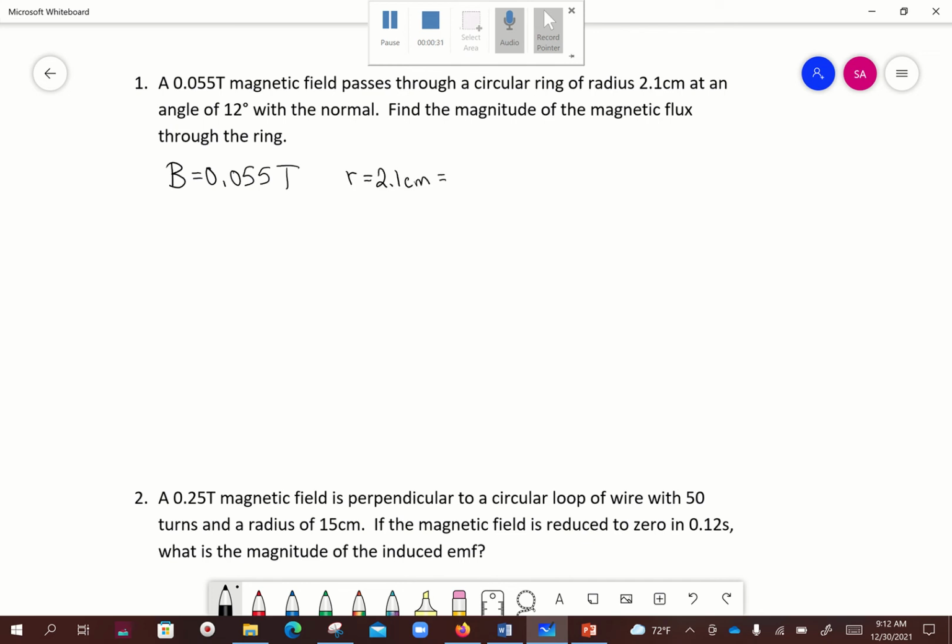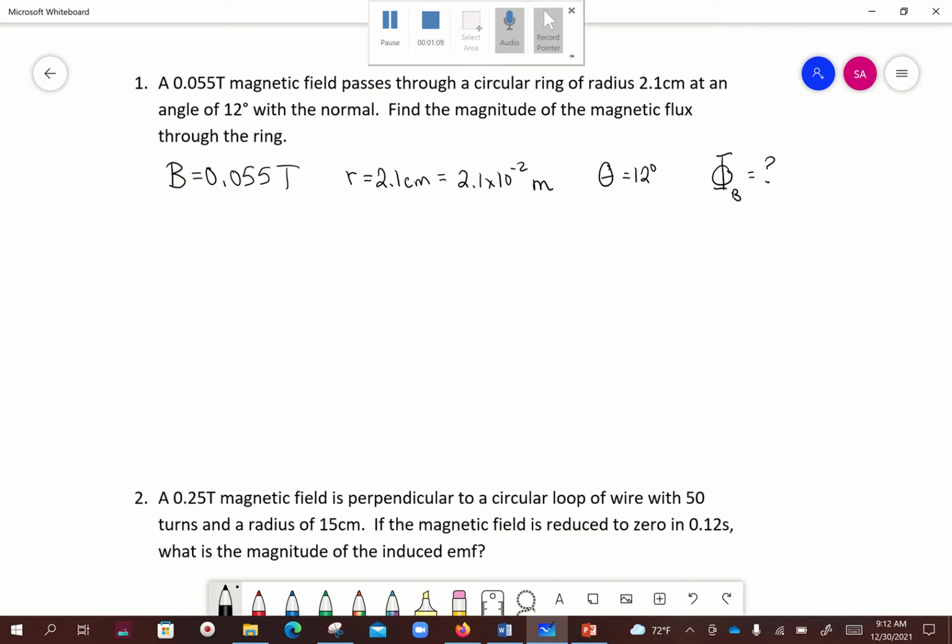And remember, as we write down the numbers, we should automatically convert them to the correct SI unit. So that's 2.1 times 10 to the minus 2 meters at an angle of 12 degrees with the normal. And we want to find the magnitude of the magnetic flux through the ring. So flux, remember, we have the symbol capital Phi, and sometimes we put a B on it to say it's magnetic flux. There's also electric flux, which we did not talk about in the first module.